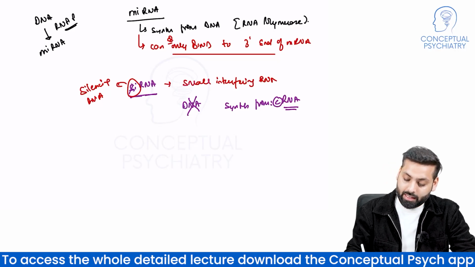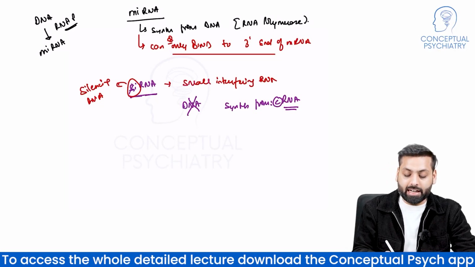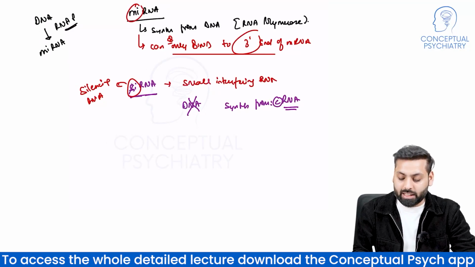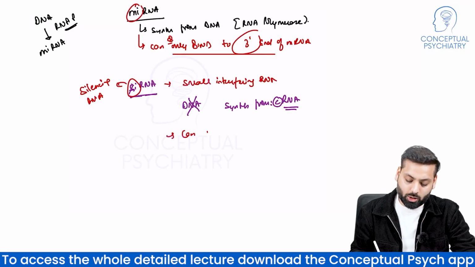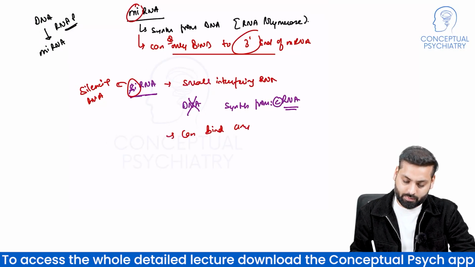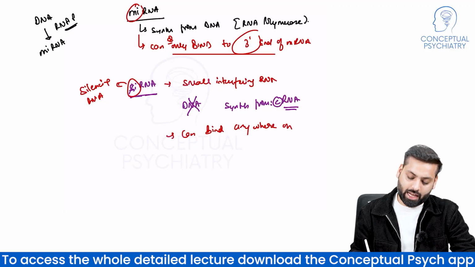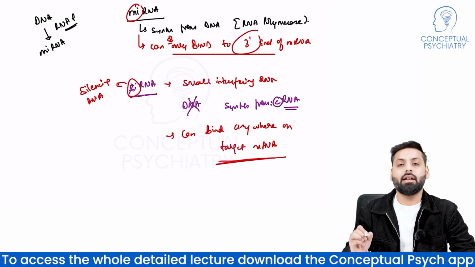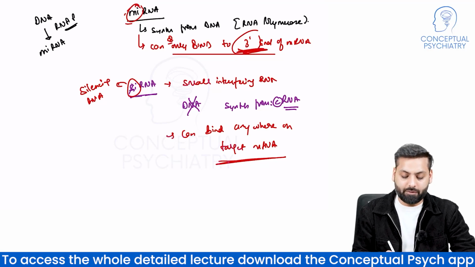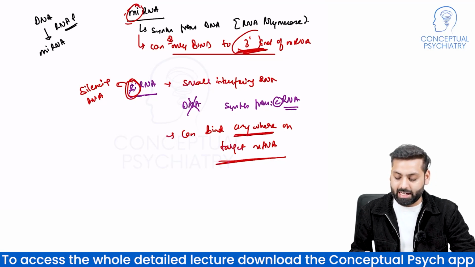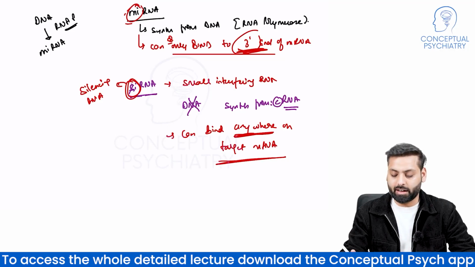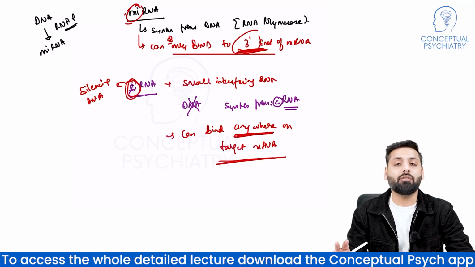Then the other difference is that miRNA can only bind to the 3' end, whereas siRNA can bind anywhere on the target mRNA. This one, miRNA, binds only to the 3' end, whereas siRNA can bind anywhere on the target RNA. Remember this, these are the basic things that they can test you upon. Very, very basic things.